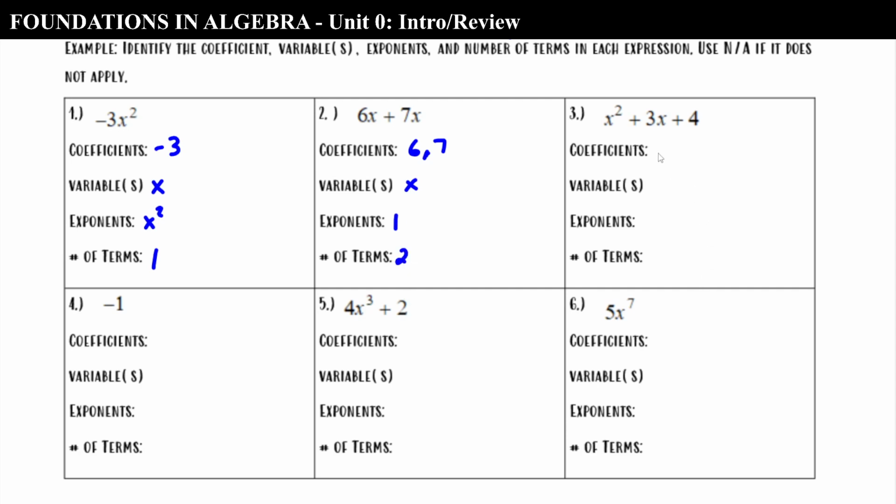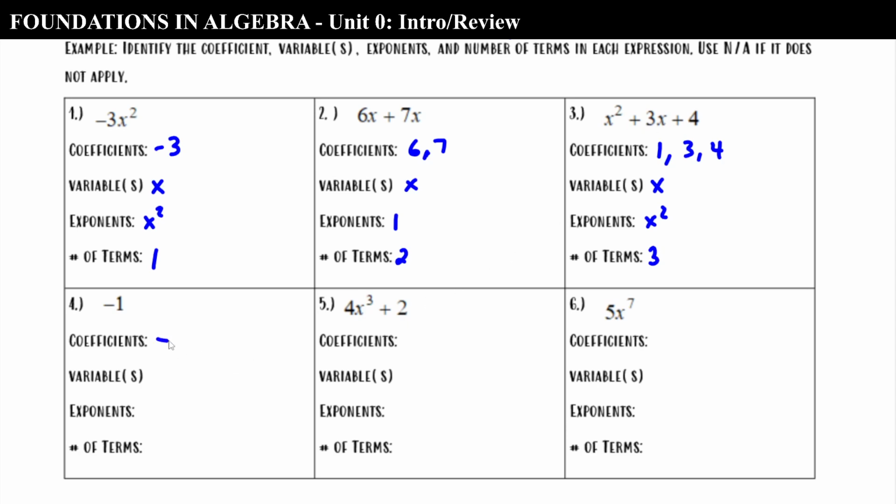For the third one, we have 3 coefficients. If there is not a number in front of a variable, that coefficient is understood to be 1. 3 and 4 are the other coefficients. We have the variable x. Our exponents, we have an x squared term. And we have 3 terms: 1, 2, 3, all separated by these 2 plus signs.